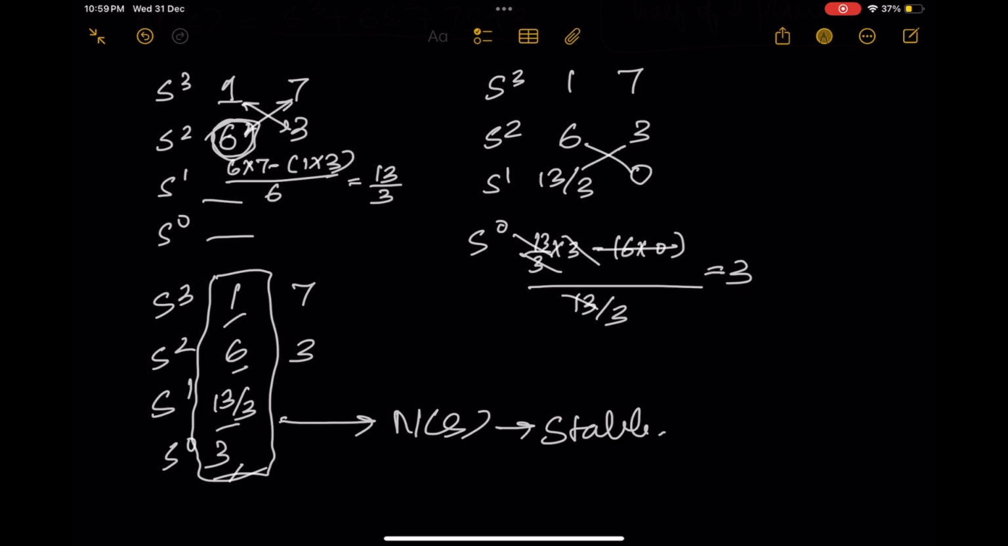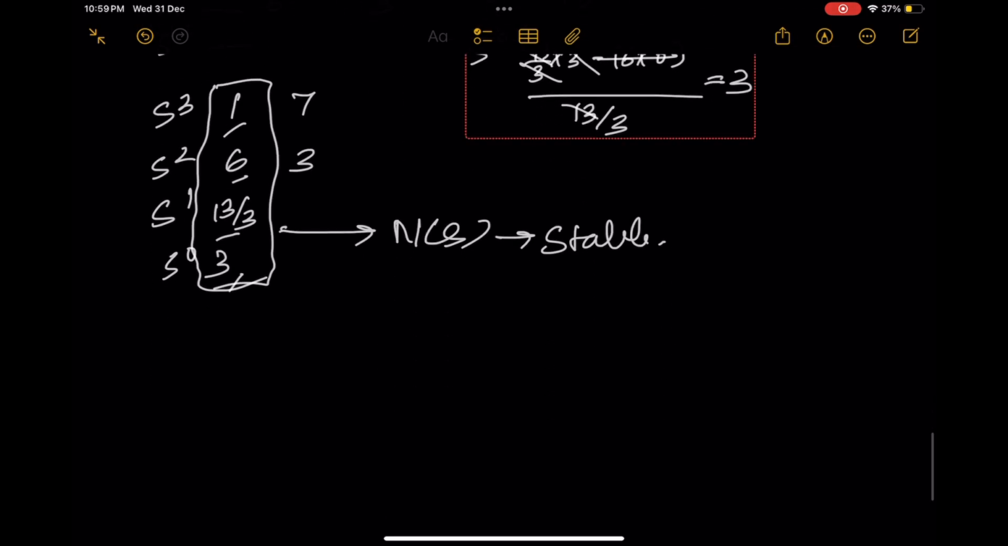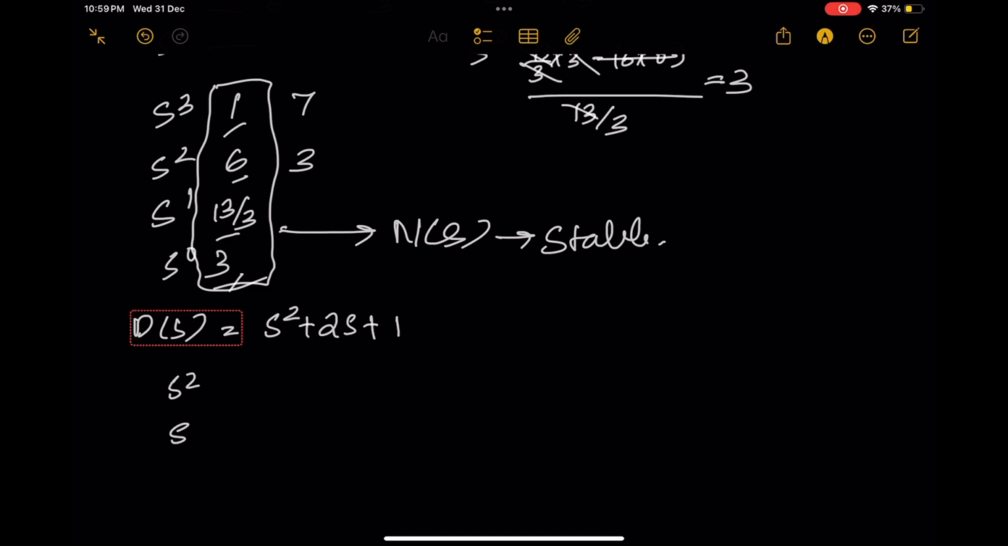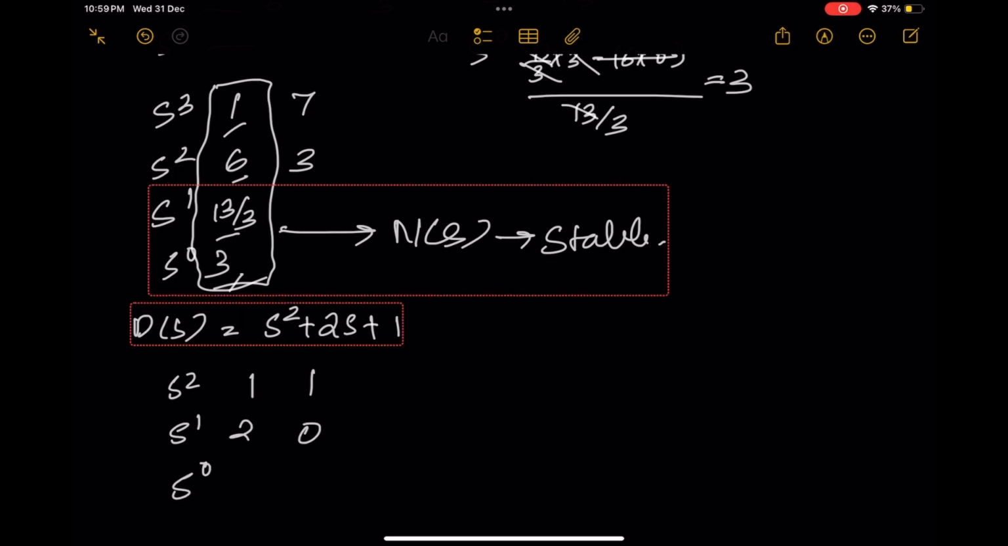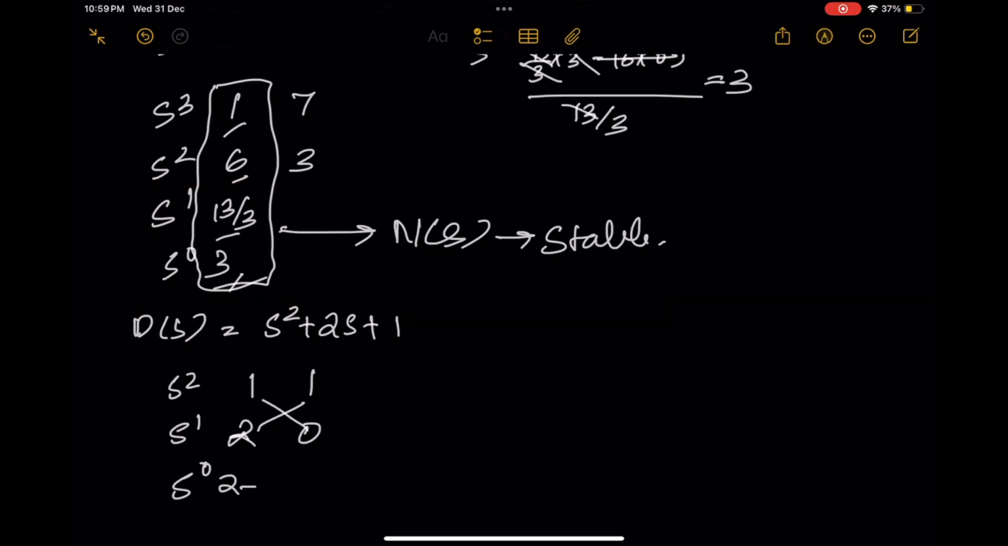Next thing we do the same thing with the denominator, that is d of s, which is equal to s square plus 2s plus 1, and I'm going to solve it like I did earlier. So 1 2 1, and here 0, there is nothing, so I put 0 here. So I'll be solving this. Then how will it look? It will be 2 into 1 minus 0 by 2, and it will be 1. So what we get is 1 2 1 1.